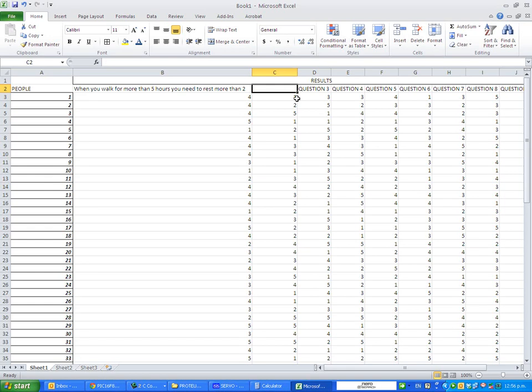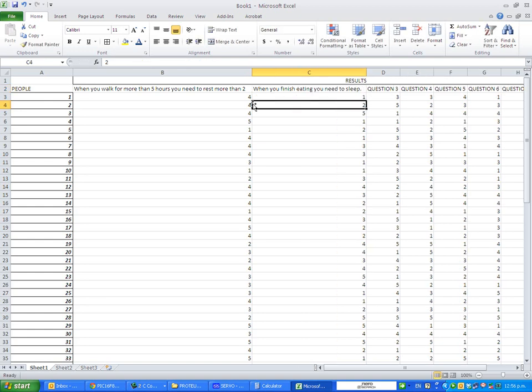Now, I'm going to relate it with question number 2, to see which ones are more related. So: when you finish eating, you need to sleep. Okay, so now you have 2 things that you are trying, and hopefully in your hypothesis they have some relationship. Now we're going to see if this correlation is positive or negative, or if nothing happens.